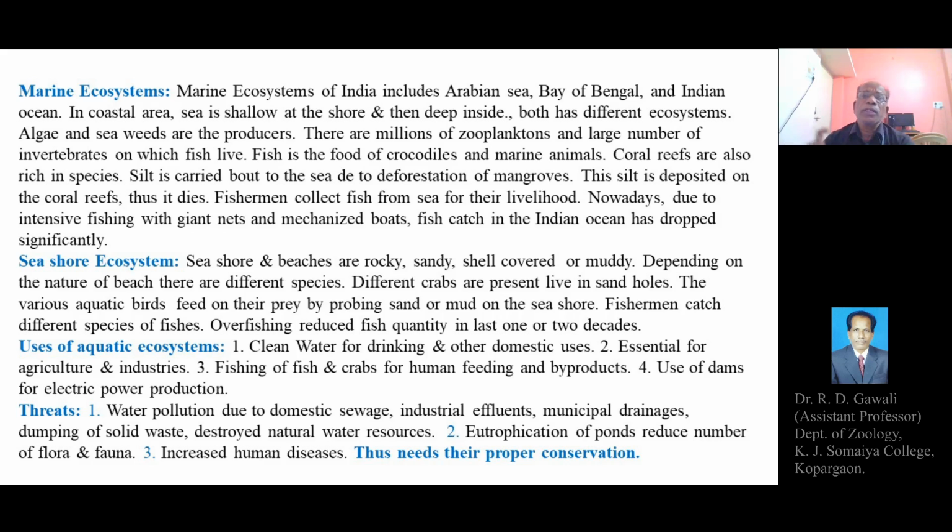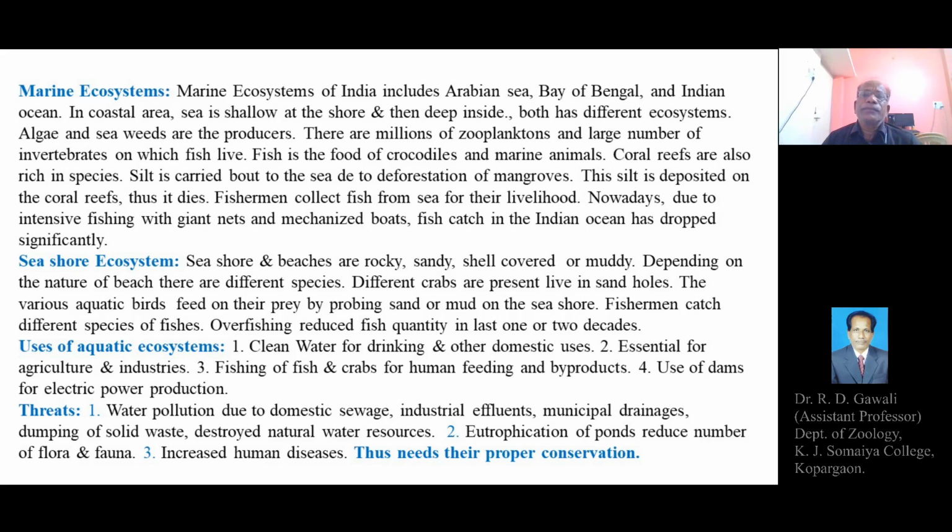So the coral reefs are also rich in species and are found in the sea water on the bottom of the sea, but they get buried under the silt, which is carried from the estuarine regions into the sea. So the silt is deposited on the coral reefs and thus the coral reef dies.